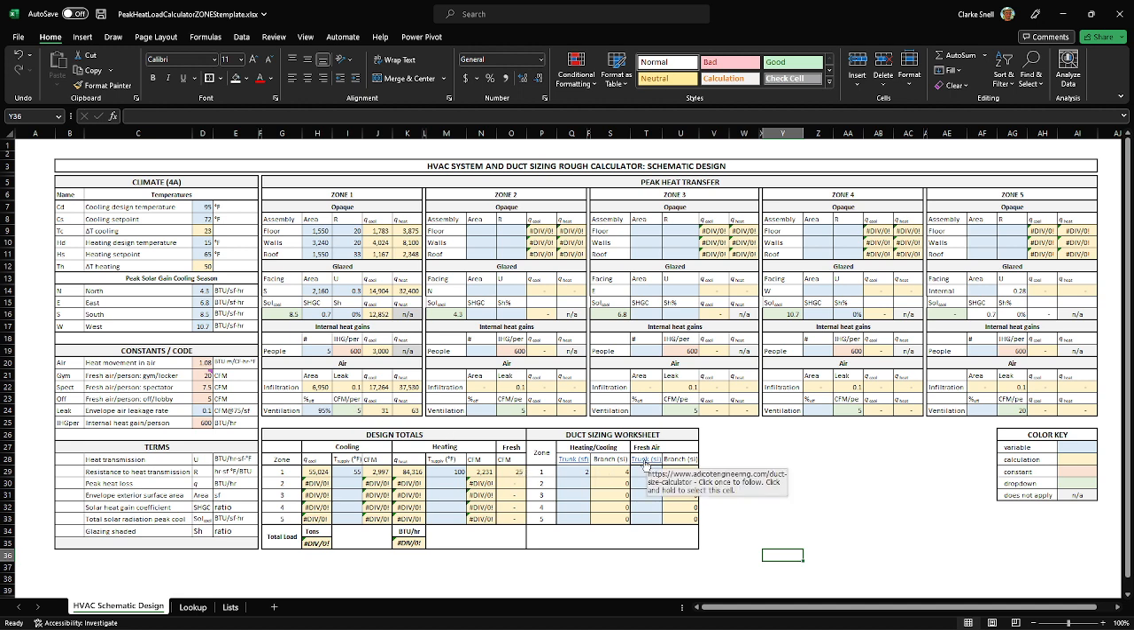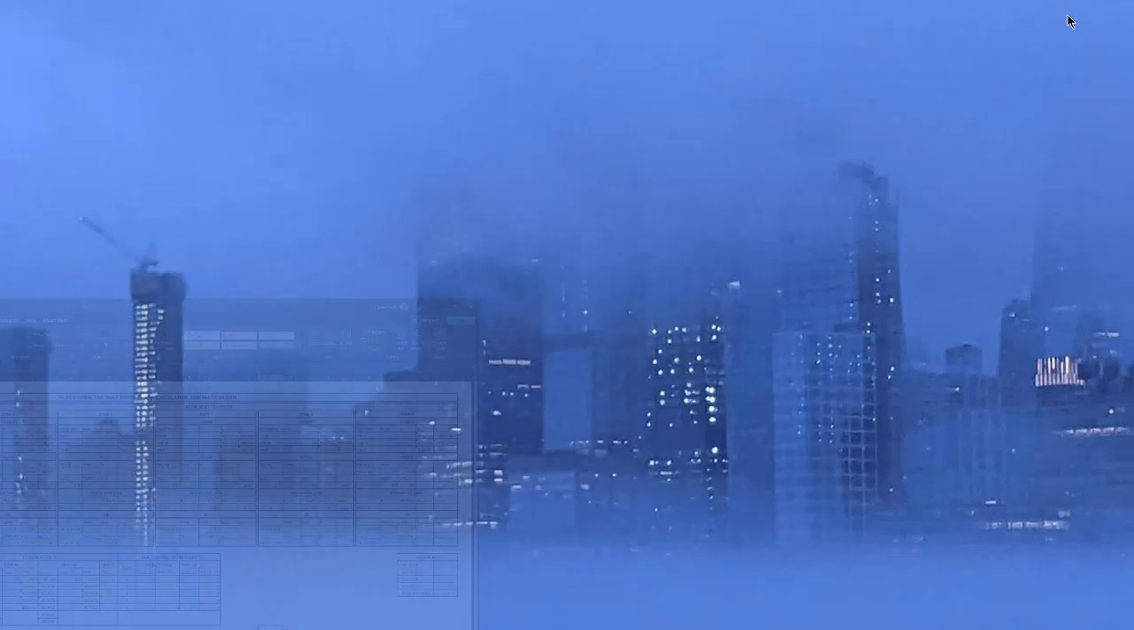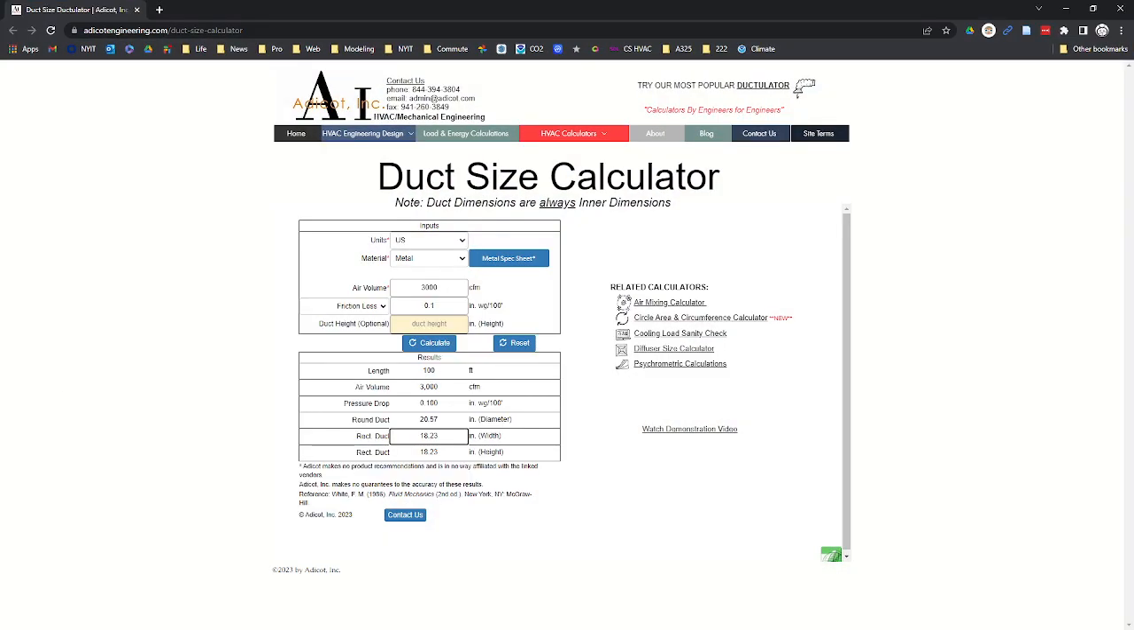But if we come back to our trunk, let's just see how tiny it is. So what did we say? We said 25 CFM. Oops, not 52, 25.